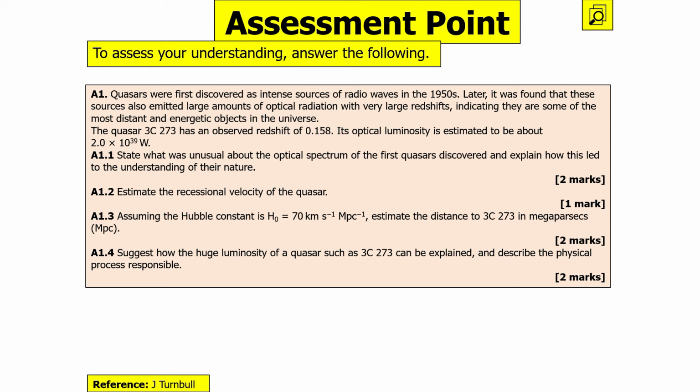Estimate the recessional velocity of the quasar. Assuming our Hubble's constant is 70 km per second per megaparsec, estimate the distance to 3C273 in megaparsecs. Suggest how the huge luminosity of a quasar such as 3C273 can be explained and describe the physical process responsible. So pause the video now and then unpause the video when you want to go through your answer.